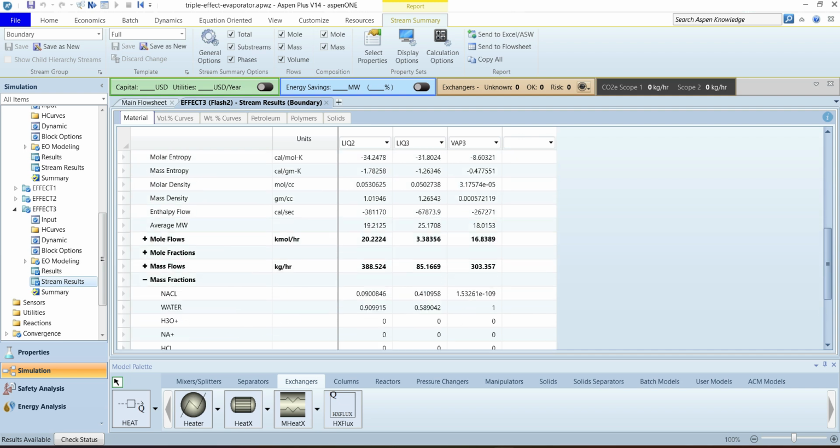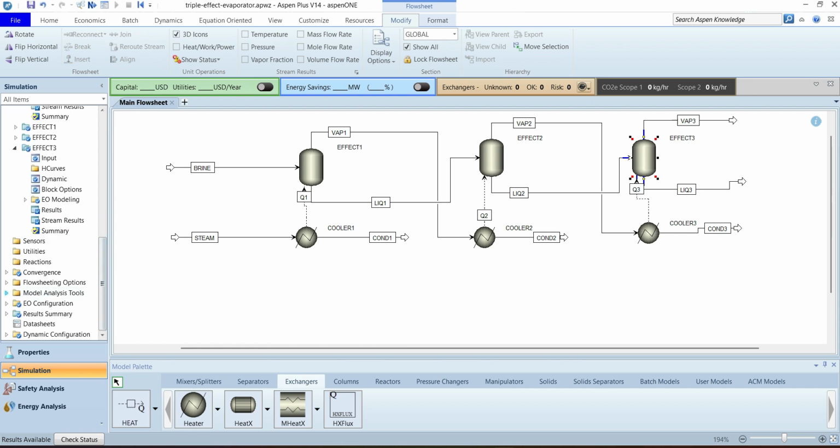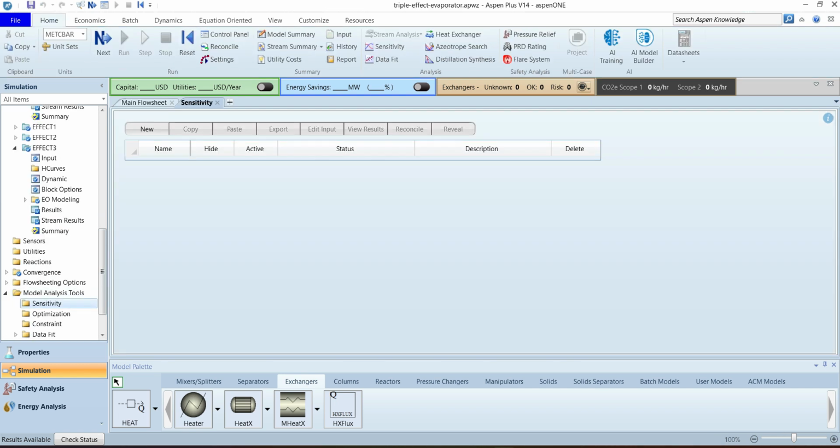The mass fraction reveals that the concentration from the third effect is increased from 9% to 41%. This is even more than the required concentration of the brine solution. So let's first study how the concentration of brine solution varies as a function of steam flow rate at the inlet of the first effect. Let's proceed to the model analysis tool. In the sensitivity, we can define a sensitivity block.